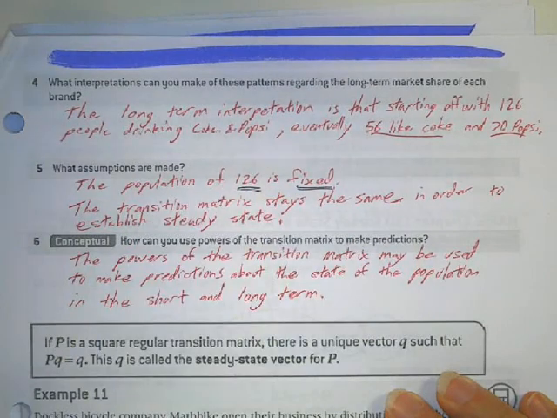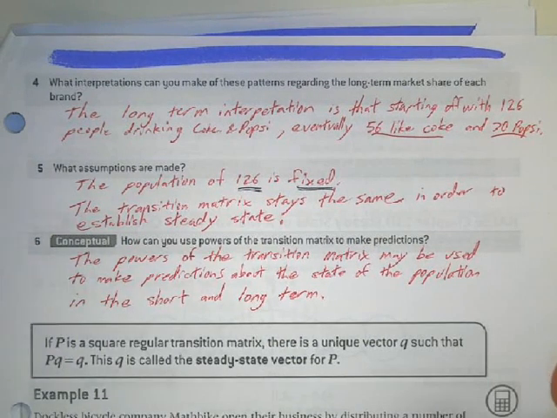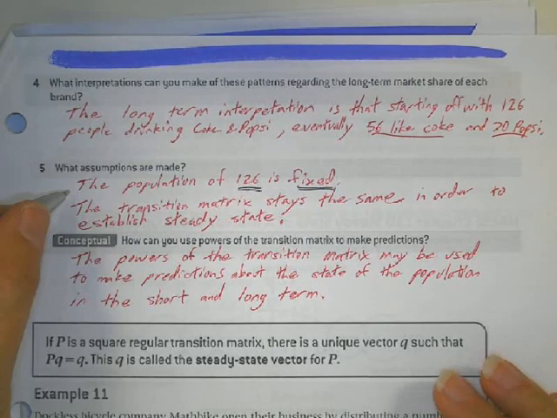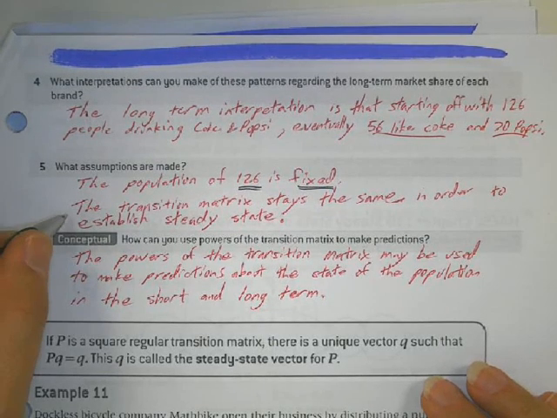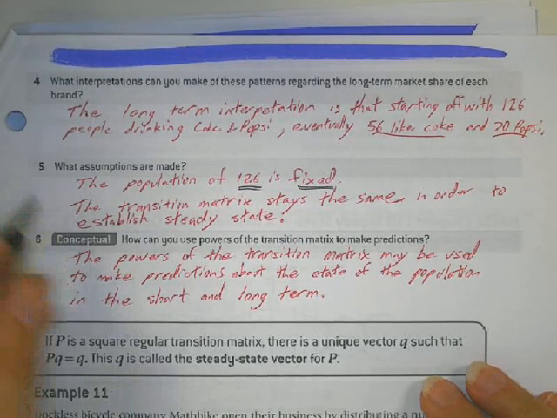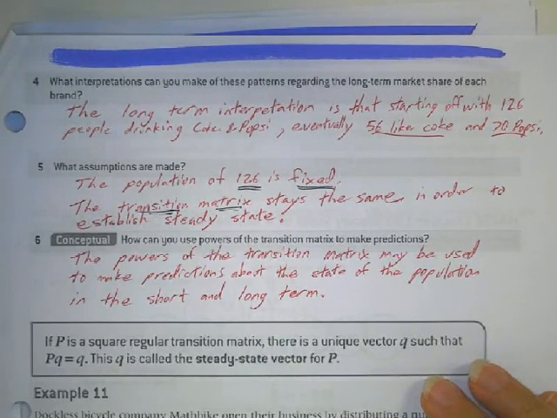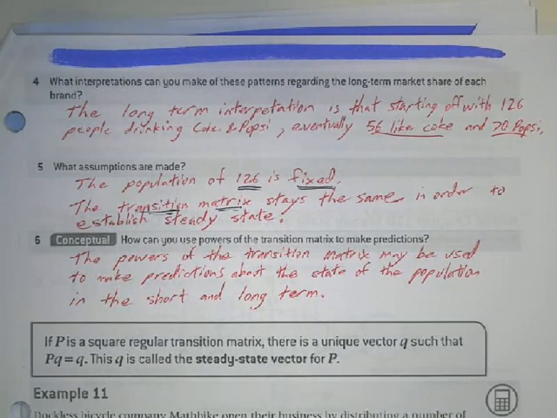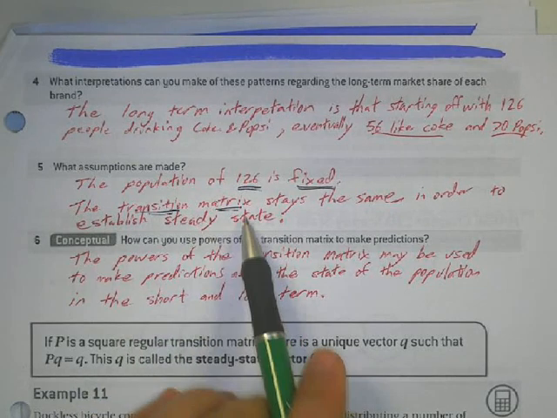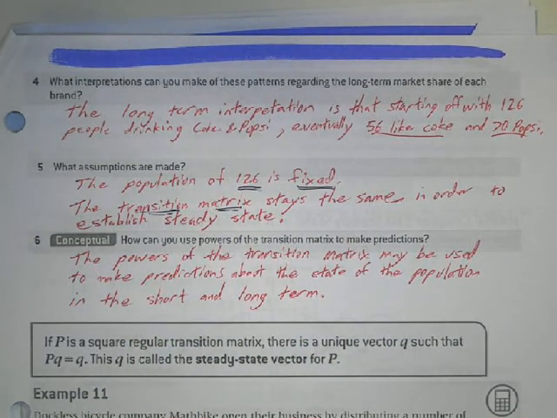This is assuming that the population is always going to be 126 people. Whenever you're doing steady state calculations, the population has to stay fixed. Also, the transition matrix has to stay the same. So they can't change the formula for Coke and make it more desirable, or change Pepsi to make it a smaller can or something like that. So the transition matrix has to stay the same in order to establish steady state.